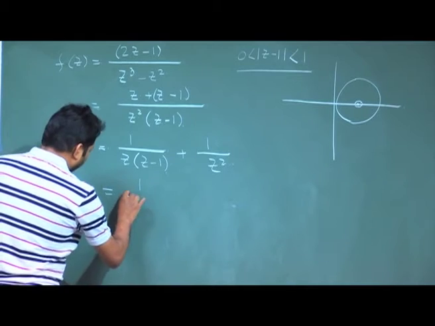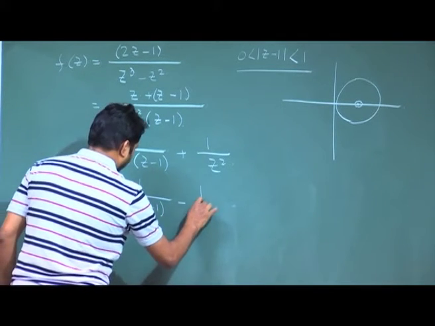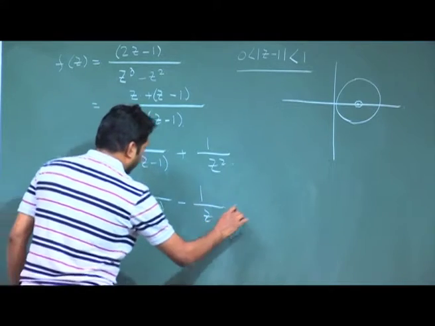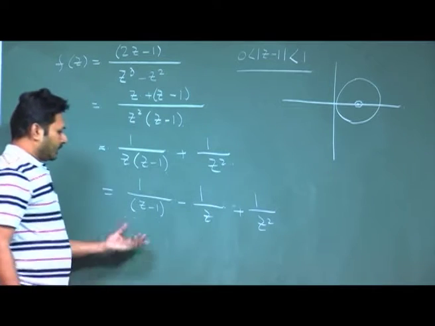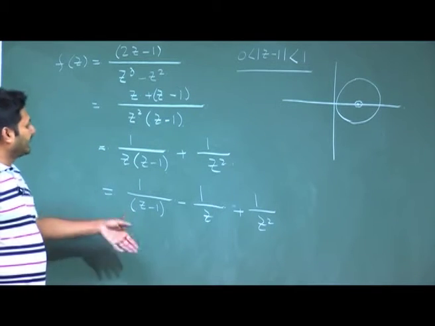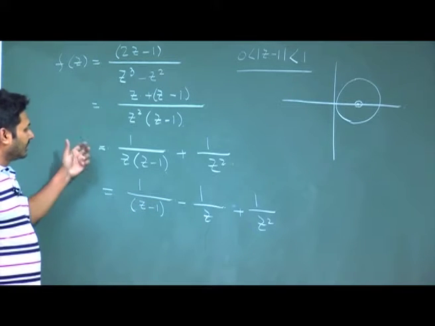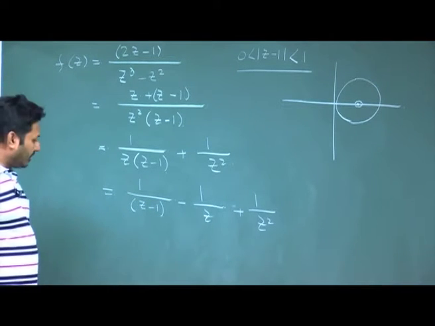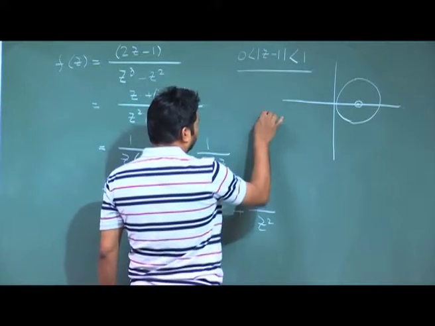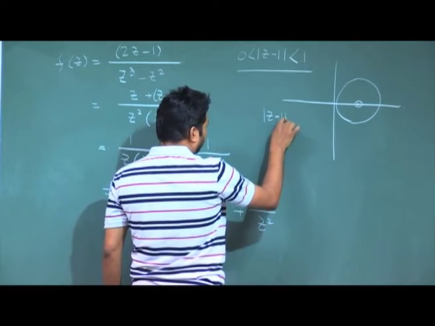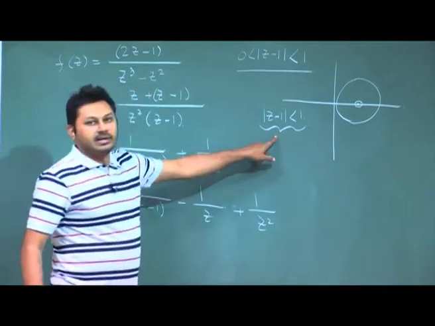So same old calculation, and I reached this point. Okay, so this is the same thing that we have done for the previous case. Again I am doing the same thing, just doing it this way. So now the problem is I need to use this condition: mod of z minus 1 is less than 1.